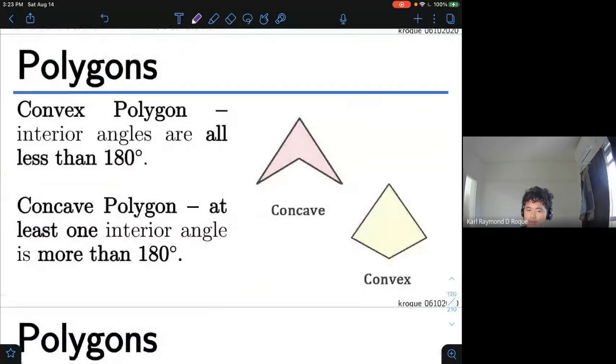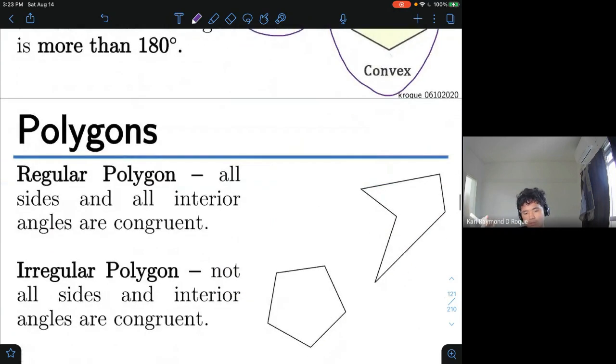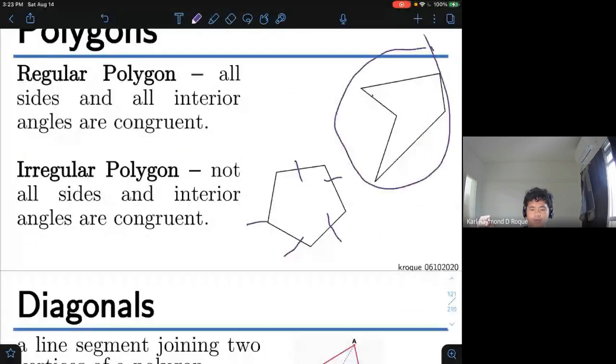Convex polygon, all interior angles are less than 180. Concave polygon, at least one interior angle is more than 180 degrees. Terms, regular polygon, all sides and all interior angles are congruent. Irregular polygon, not all sides and not all interior angles are congruent.